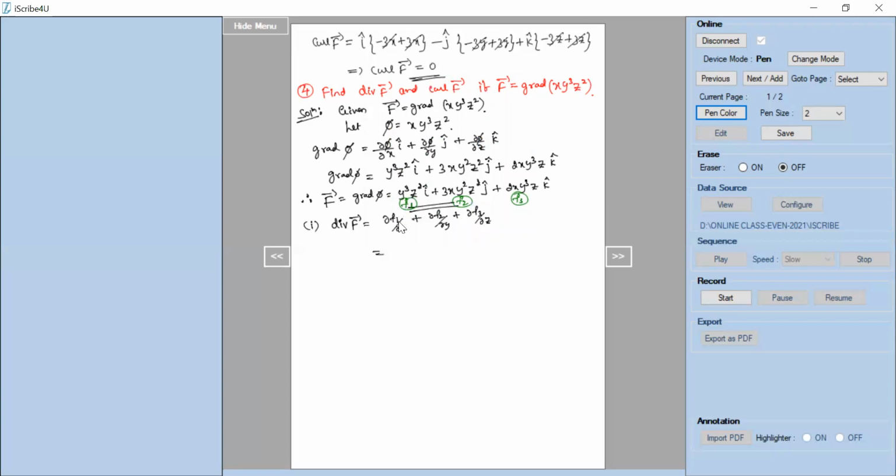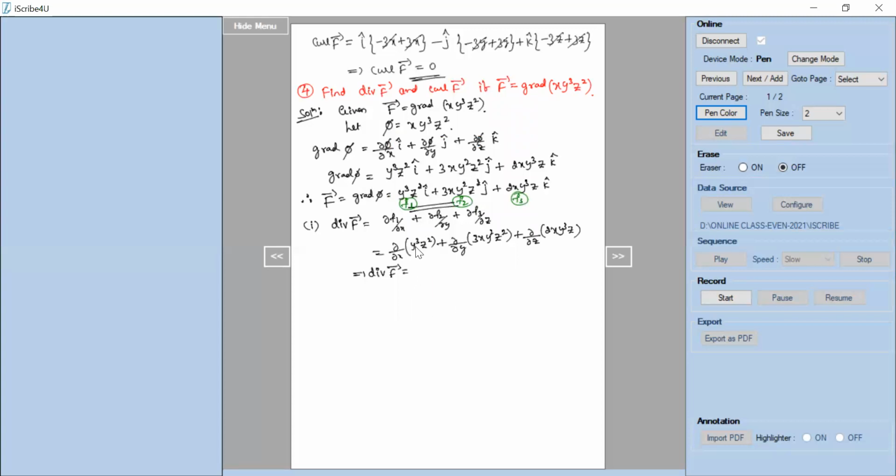So ∂f1/∂x means ∂/∂x of f1, which is y³ z², plus ∂/∂y of f2, which is 3x y² z², plus ∂/∂z of f3. F3 is 2x y³ z. So just find the partial derivatives. We get div F equals the first term.